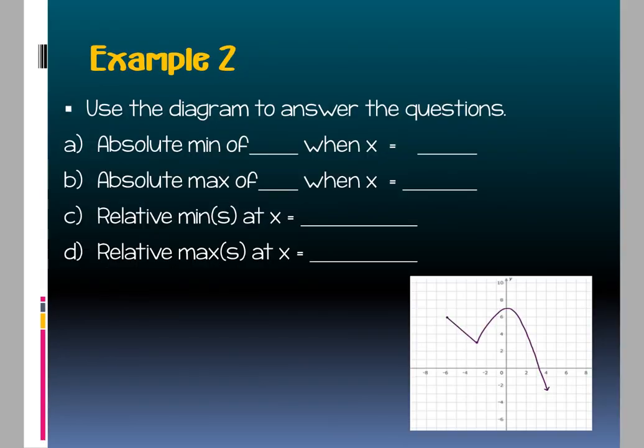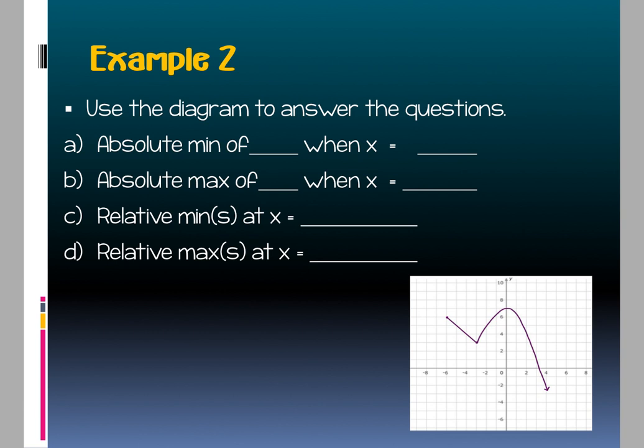All right, so again, pay attention to the wording here, okay? Use the diagram to answer the questions. A, find the absolute min of, so that blank means give me the y of the absolute min, and when x is, give me the x that corresponds to the absolute min. So if you're looking at this graph, where's the absolute min?